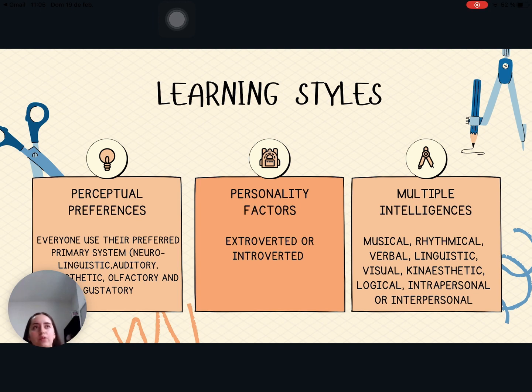Okay, and finally we have the way we process things. There are a lot of ways we can perceive information. It could be global or analytic, sorry. It is the way we perceive the material. Also sensitive or insensitive, how we get information, or inductive or deductive, for example, theory or rules.